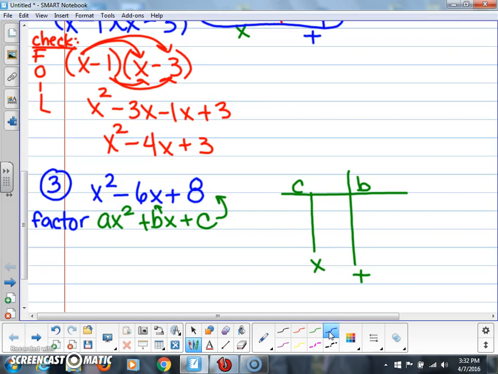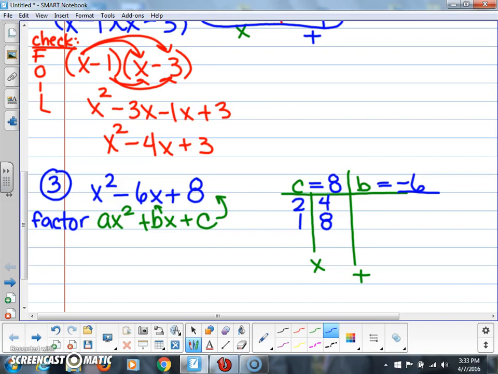Okay, in this case, what is the value of C? C is equal to 8. Good. B is equal to negative 6. Good. What are the factors of 8? What numbers can I multiply together to get 8? 2 and 4. Good. 1 times 8. Is that it? 4 and 2. Okay, it's the same thing, right? 2 times 4, 4 times 2. Order doesn't matter.